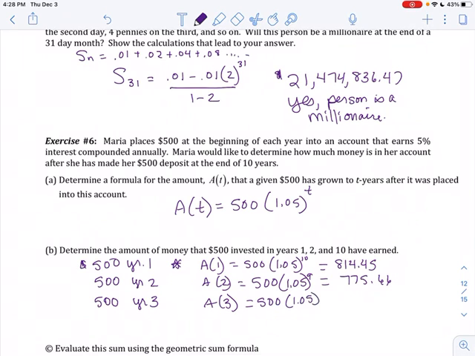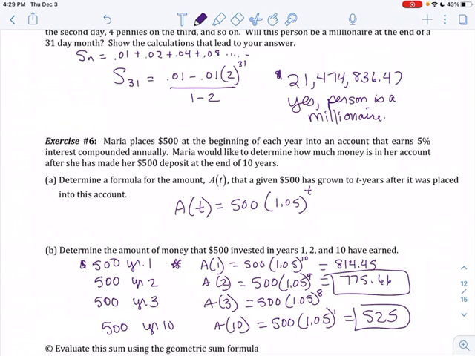All right, just so you can see what's going on here. And what I really want you to see is the $500 she puts in year 10 is only earning interest for that 10th year. Okay, so I didn't have to do year 3. So I got year 1, year 2, and year 10 is only earning interest for 1 year. So that's only going to get $525. So these are the 3 things that the question asked me to find.